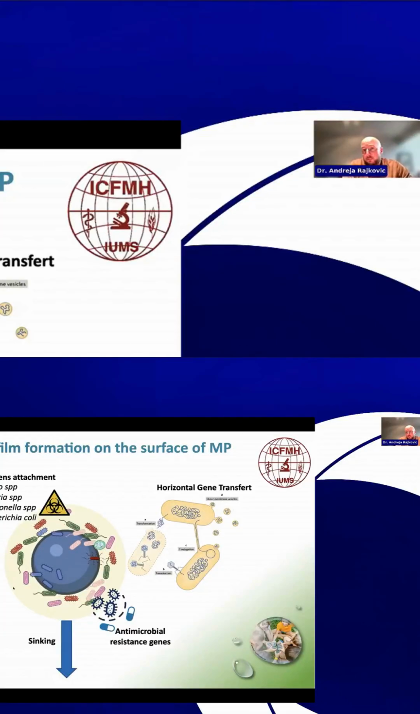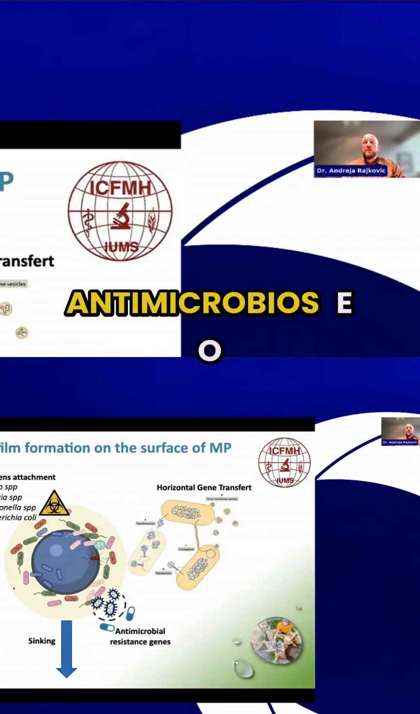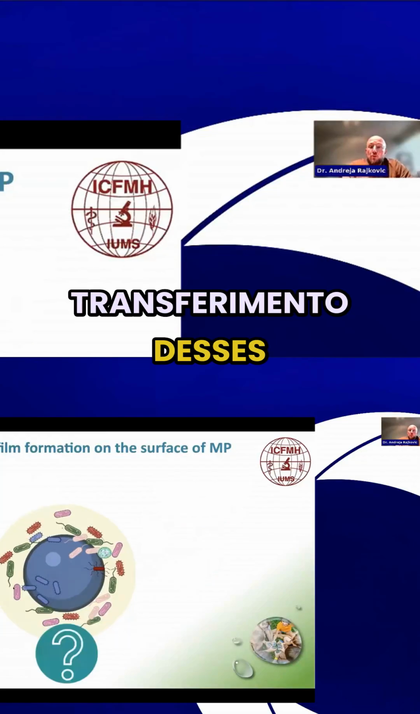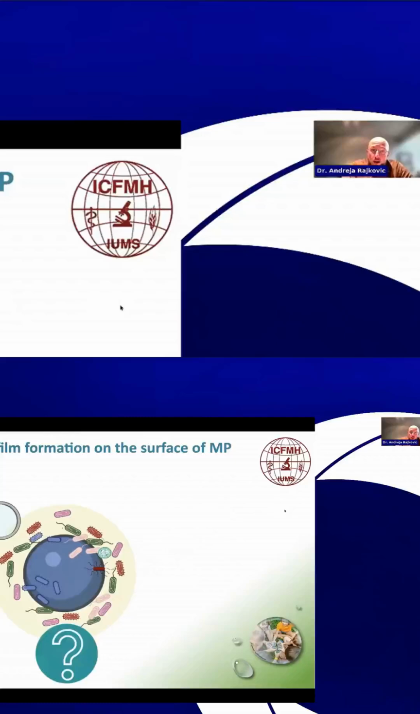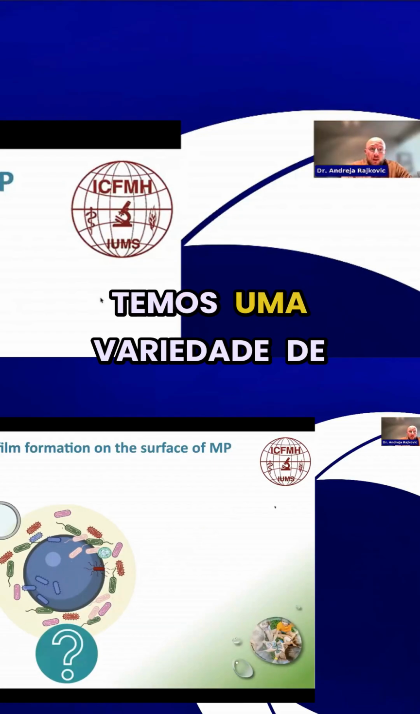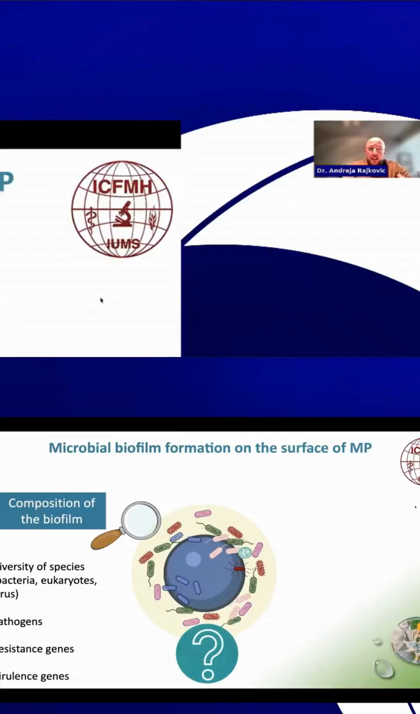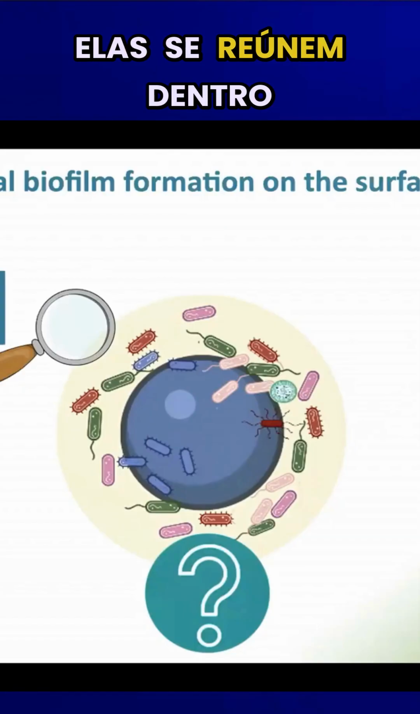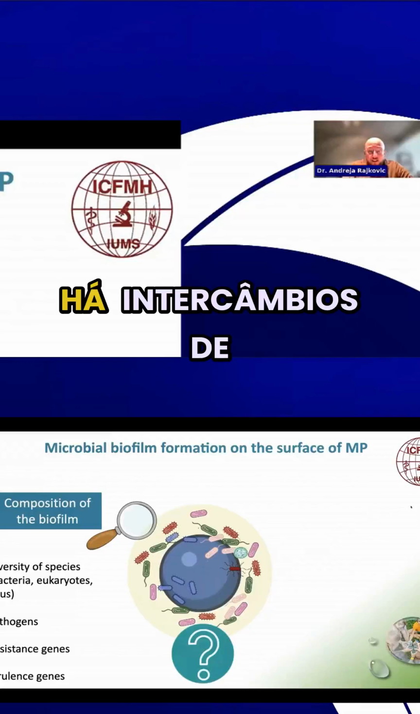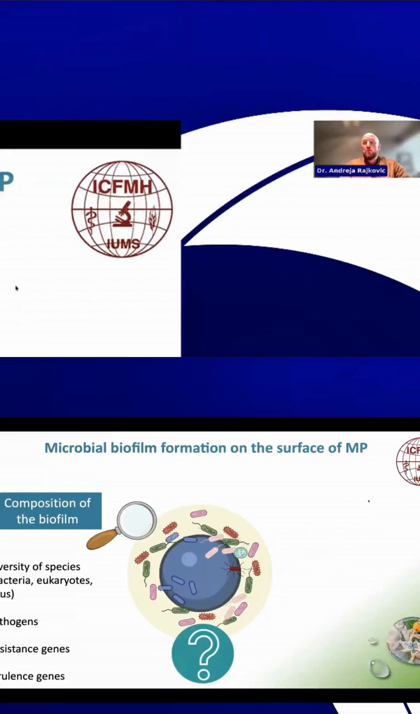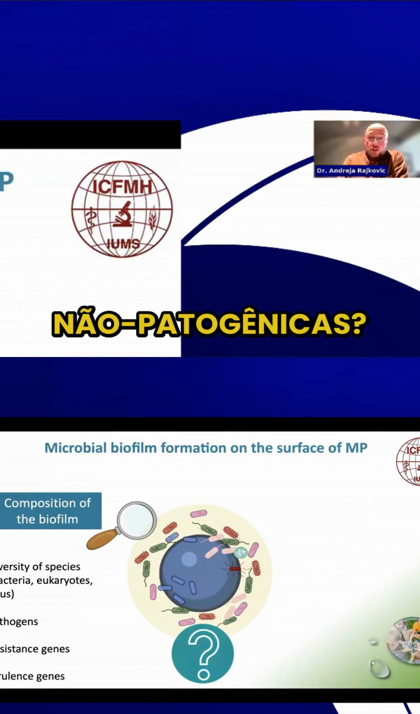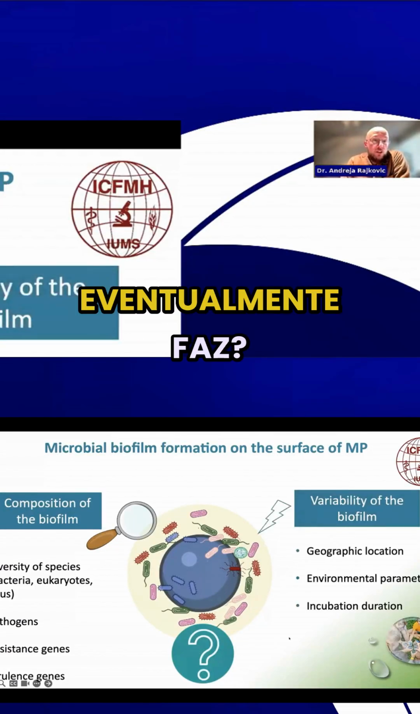And that, of course, brings an issue of antimicrobial resistance genes and the transfer of those genes. The question is, do we also within those biofilms have a variety of species? Are they harboring pathogens? Are there exchanges of resistance genes and of virulence genes of those pathogenic and non-pathogenic species? And what does it eventually do?